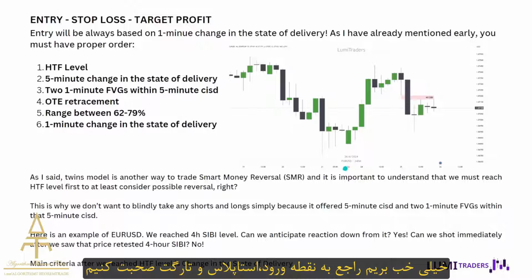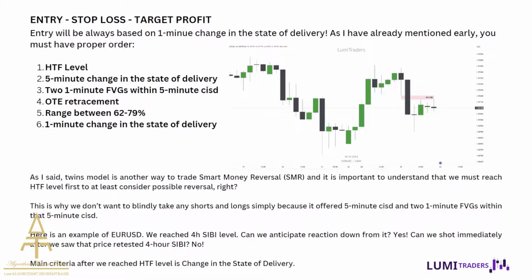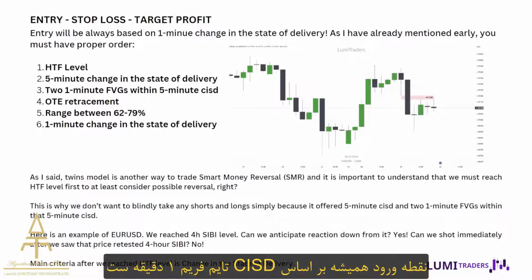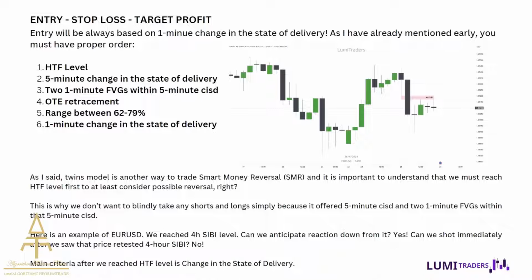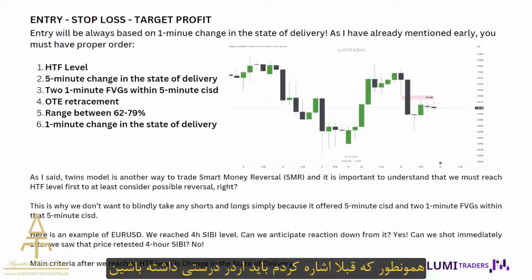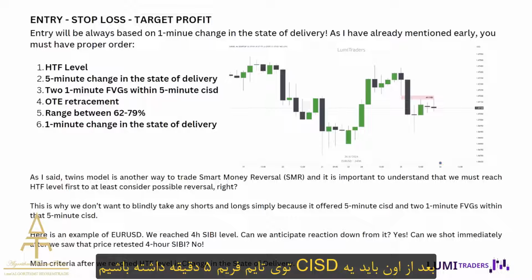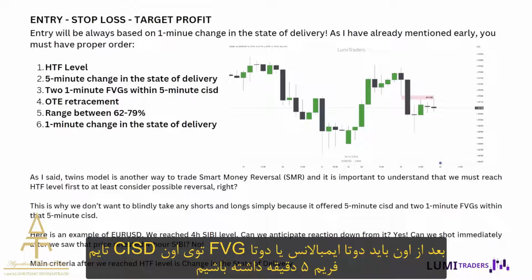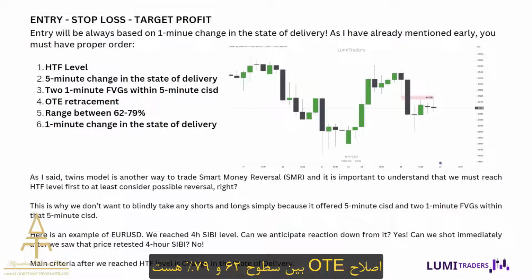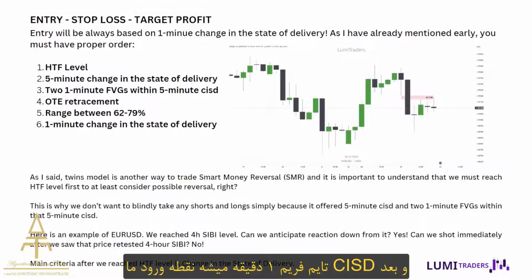Well, let's now talk about entry, stop loss, and target profit. Entry will always be based on 1 minute change in the state of delivery. As I have already mentioned earlier, you must have proper order. Once again, take a note right here. Higher time frame level must be first. Then we look for 5-minute change in the state of delivery. Then 2 1-minute imbalances, 2 1-minute fair value gaps within 5-minute change in the state of delivery range. OT retracement range between 62 and 79%. 1-minute change in the state of delivery will be your entry.